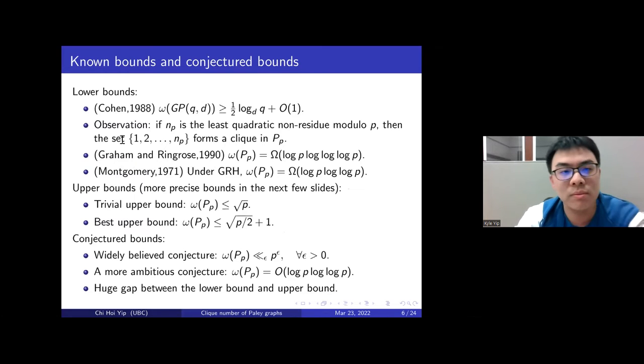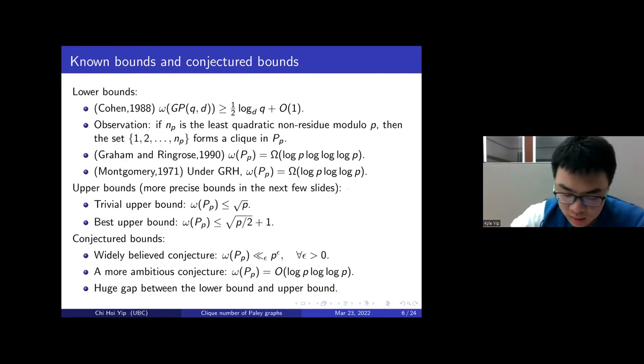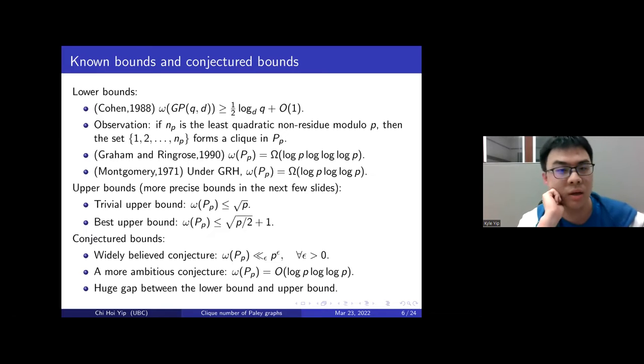There are some lower bounds due to Cohen, which basically says that the lower bound is at least half times log_D Q plus a constant. This is because we can imagine that generalized Paley graphs behave like a random graph with edge density 1 over D. Then we would expect that the clique number is at least something like log Q. And there are some better lower bounds based on constructions from number theory.